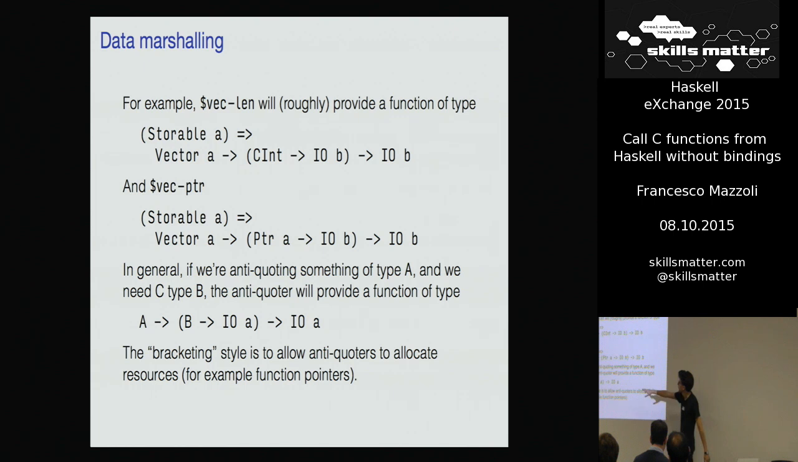This sort of continuation passing style is done so we can do resource management with these things. So for example, for function pointers, you need to allocate stuff, actually, as you were noticing, that you need to allocate these function pointers, and the anti-quoter can allocate it, run the continuation, and free it immediately. So you can do this resource management without leaking stuff, basically.